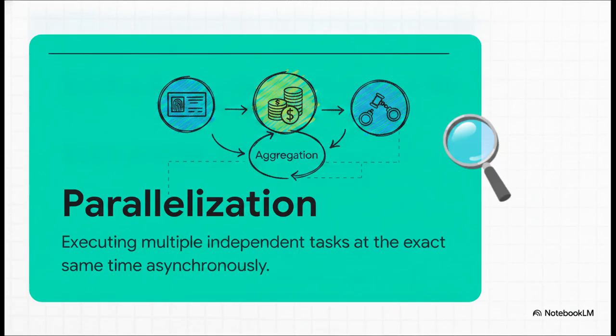Then we have parallelization, which is an absolute game changer for speed. If you have tasks that don't rely on each other at all, like checking a user's ID, pulling their financial status, and running a criminal background check, there is no reason to do them one by one. Parallelization lets the AI execute all those independent tasks at the exact same time, asynchronously. Once they're all done, it just aggregates the results, drastically speeding up your whole application.